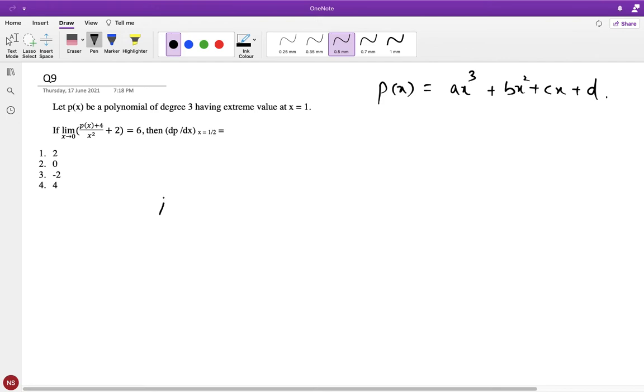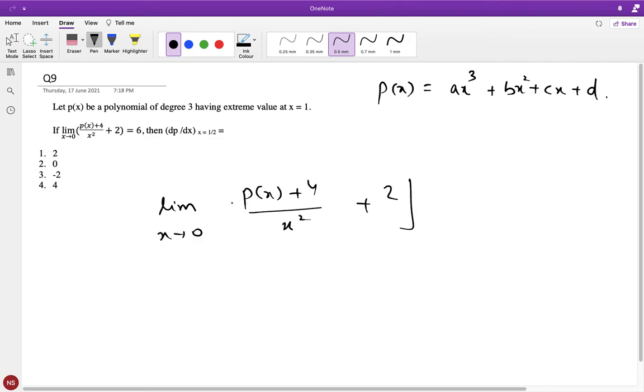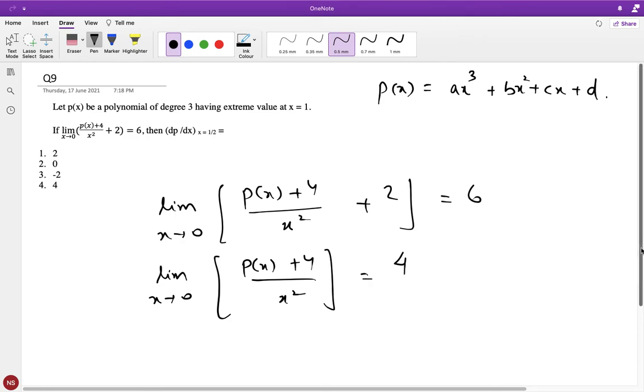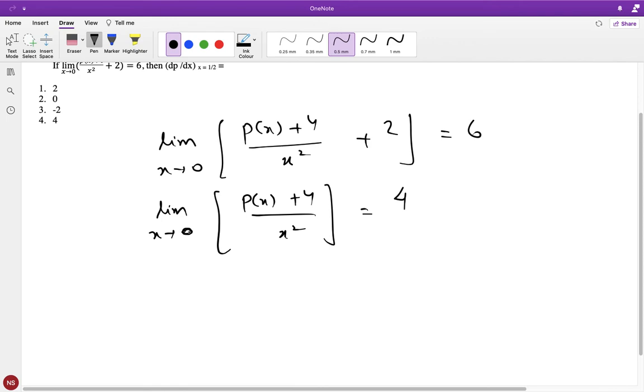Now limit x tends to 0, (p(x) plus 4) by x square plus 2 is equals to 6. So this has no relation with the limit x tends to 0, so this will just go over here. Limit of (p(x) plus 4) by x square is equals to 4. Since at x equals to 0, the denominator becomes 0, for this limit to be defined, the numerator has to be 0 as well. So p(x) plus 4 is equals to 0 if x equals to 0.